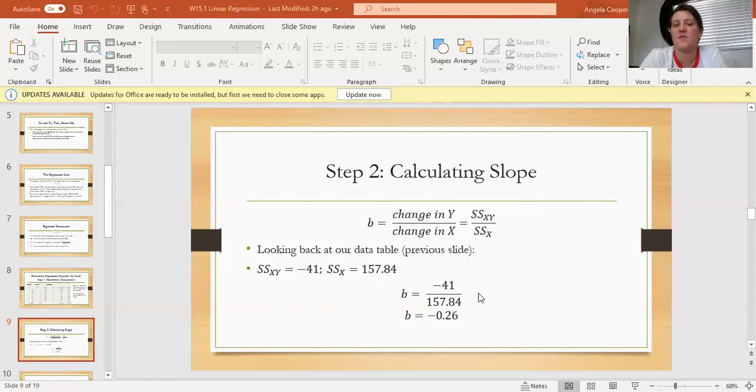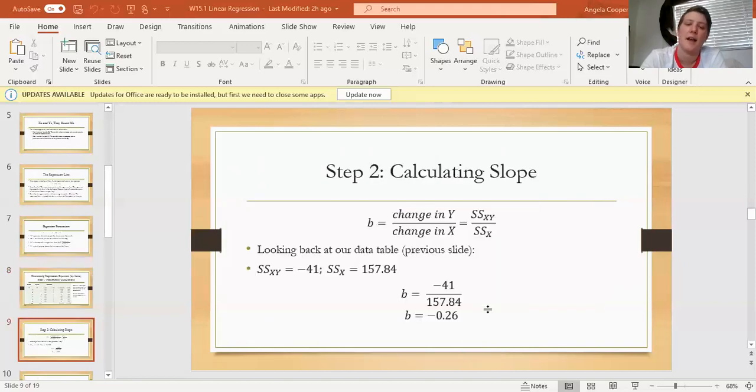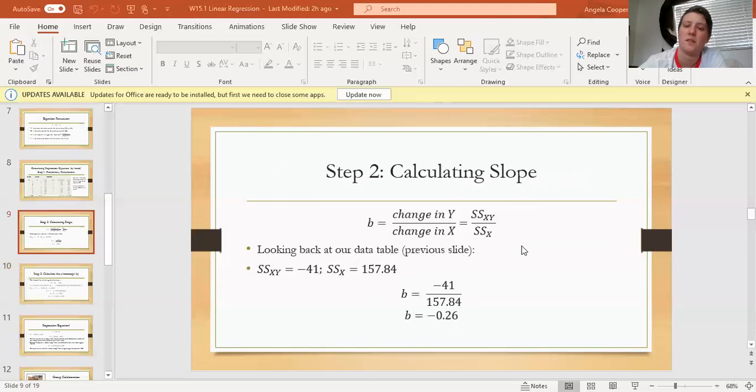The sum of squares for x and y is just the sum of this column, which was negative 41. And the sum of squares for x is 157.84, which was the sum of this column. So to calculate b, the slope, we take negative 41, our sum of squares for x and y, divided by 157.84. Negative 41 divided by 157.84 gives us a slope of negative 0.26. All right, so we have b.